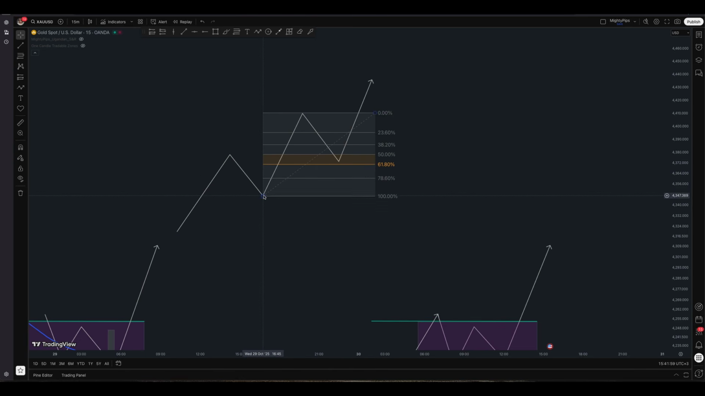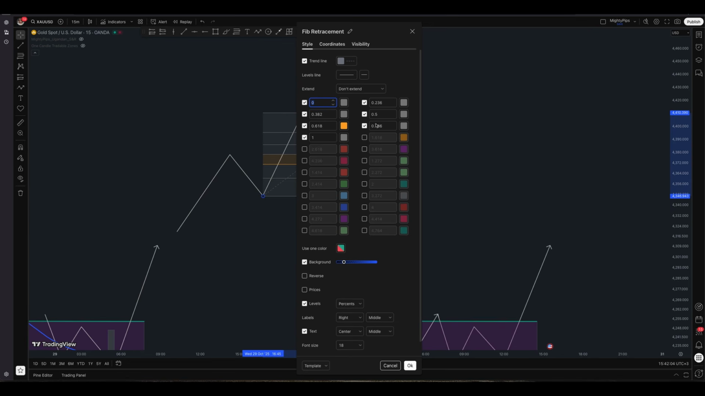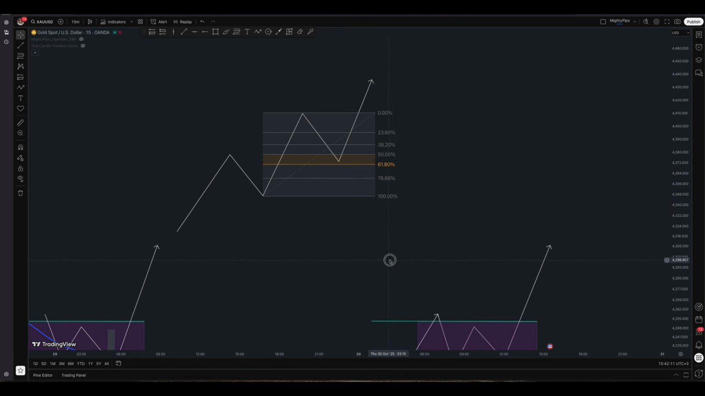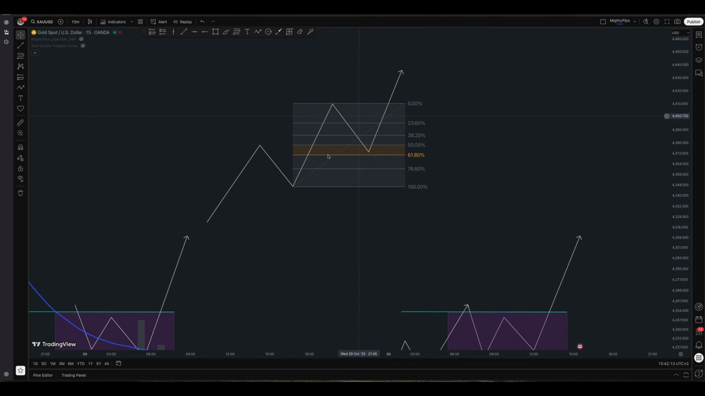Now some of you also were asking me for the settings I use for my Fibonacci. You guys can just pause the video, take a screenshot of these settings here, and then you can also be able to use the same settings right here. So that is it about drawing in an uptrend.